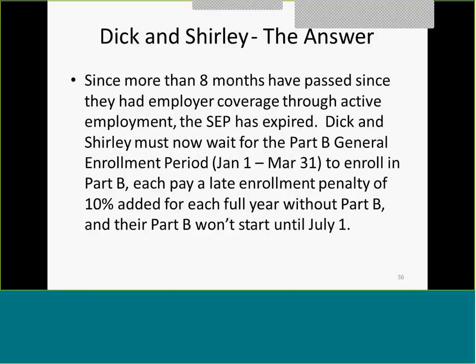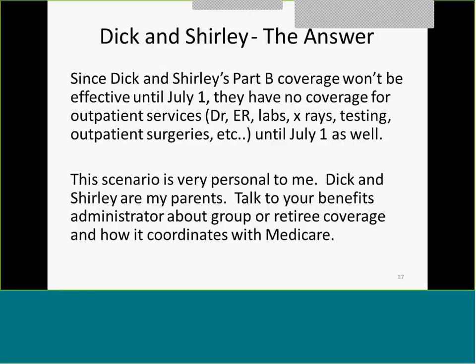Since more than 8 months have passed since they had employer coverage through active employment, the SEP has expired to enroll in Part B. Dick and Shirley must now wait for the Part B general enrollment period, January 1 to March 31, to enroll in Part B. They each pay a late penalty, 10% added for each full year, and their Part B of Medicare won't start until July 1. So Dick and Shirley's Part B coverage won't be effective until July 1, and they have no coverage for outpatient services, doctors, labs, x-rays, all that, until July 1 as well.